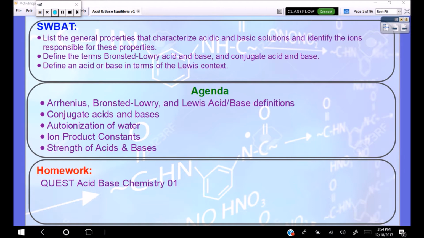I will briefly touch on Arrhenius and also the autoionization of water. Now the quest that goes with this is acid-base chemistry number 1. Let's begin.